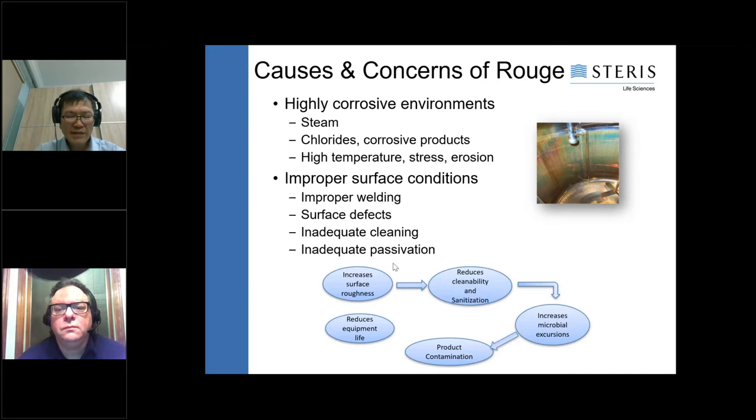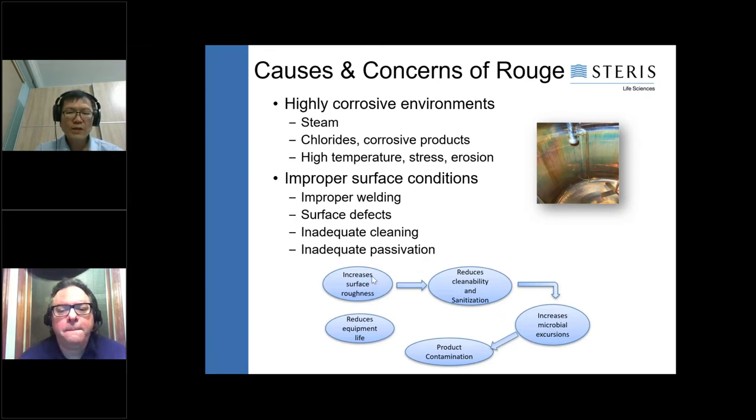And also inadequate passivation. Typically you will need to perform some kind of maintenance once a year or once in 6 months to maintain the passive layer. If you do not have preventive maintenance on a periodic basis, the passive layer can be depleted or damaged, and corrosion can set in. So it is very important to have periodic maintenance on those equipment surfaces.